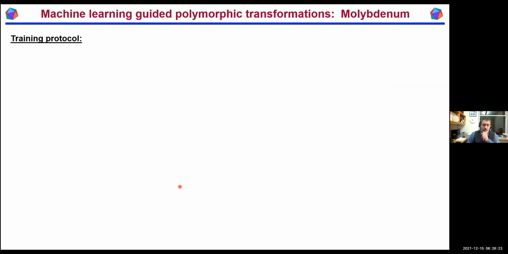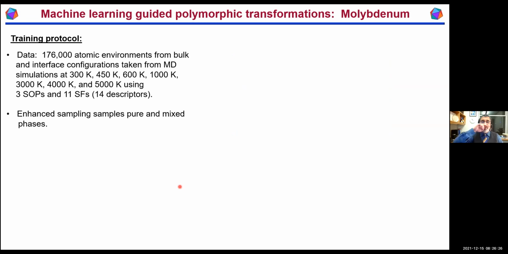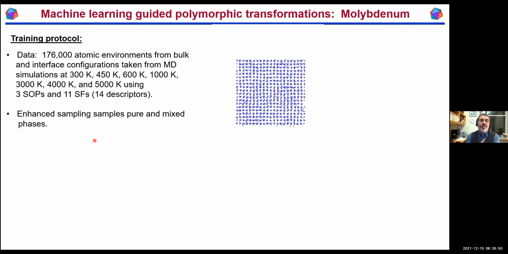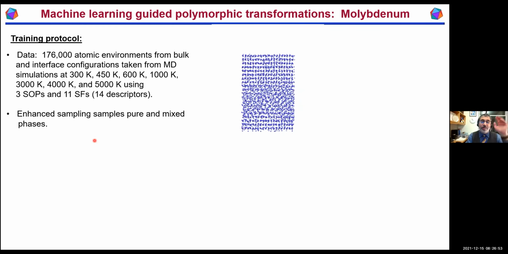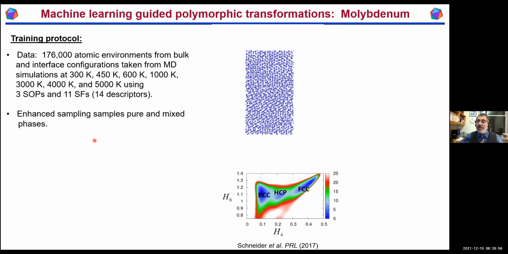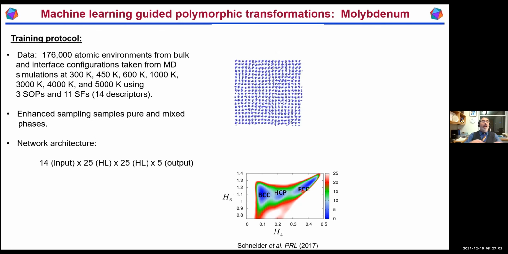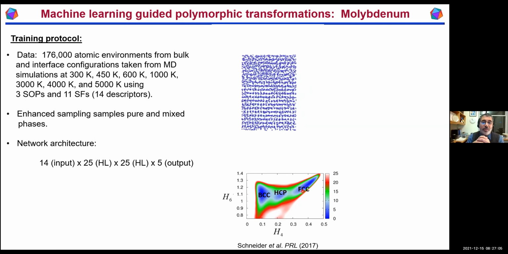What we're going to do now is train the neural network using a bunch of configurations generated from MD at different temperatures, as well as enhanced sampling to get mixed phases. I can use all those collective variables that I showed you for the enhanced sampling just to get data for my neural network. This is an example of an enhanced sampling simulation of an atomic crystal. It's not molybdenum in this case, but I can generate, let's say, a free energy landscape, and I can see different phases that appear there. And I can use all that information to give me environments for my neural network.